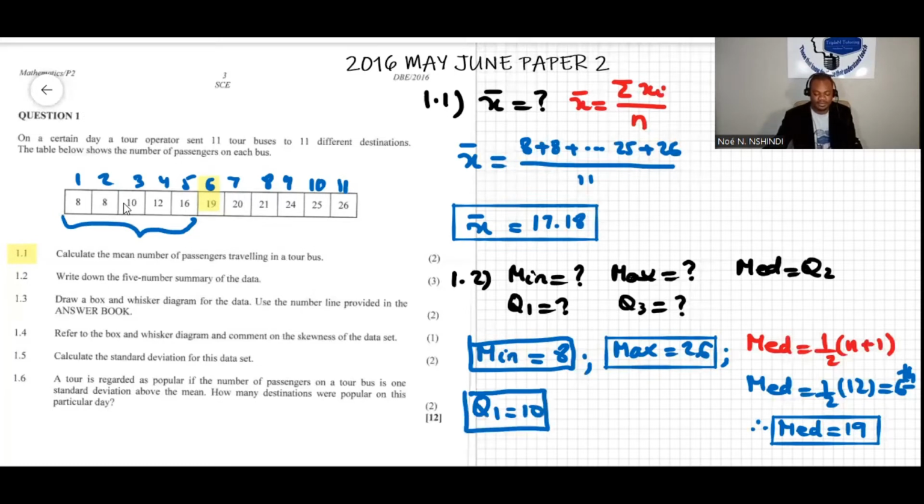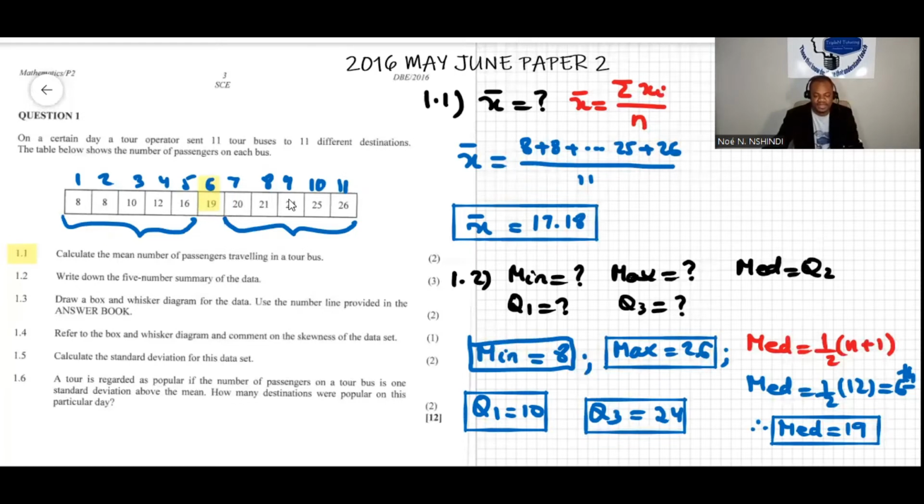And then Q3, similarly, will be the middle of these other parts here. So we can see that's 24. So we can just say Q3 is equal to 24. So those are the 5-number summary of the given data.